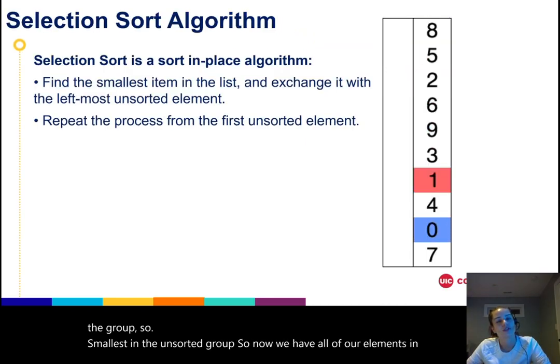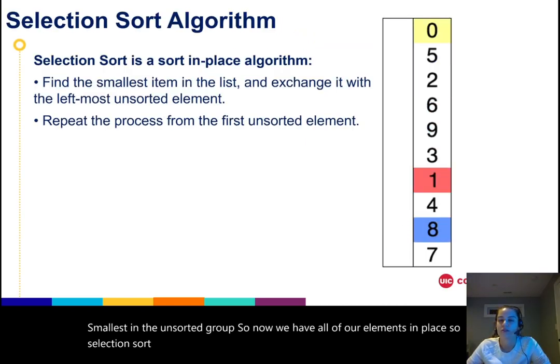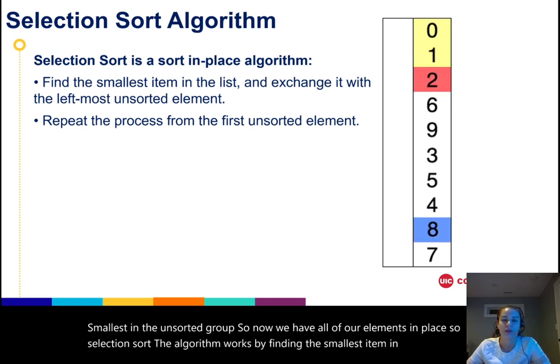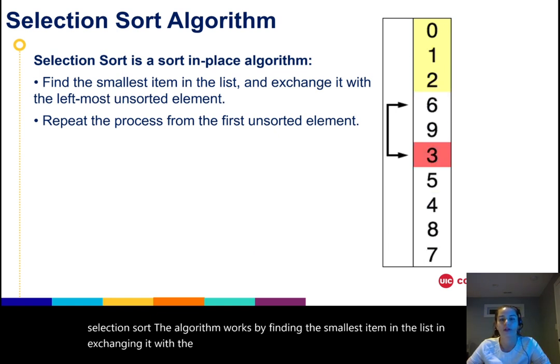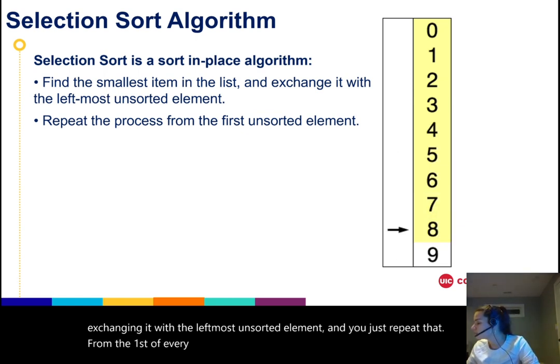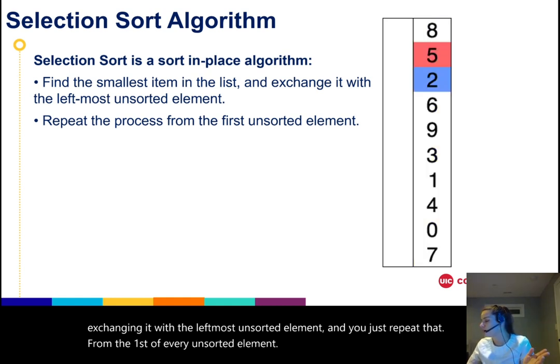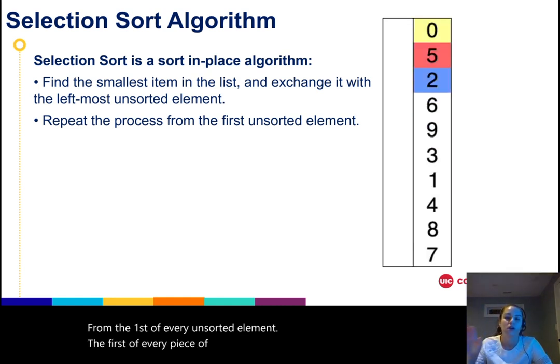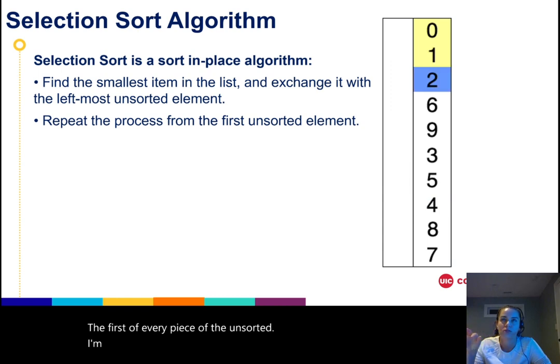So the selection sort algorithm works by finding the smallest item in the list and exchanging it with the leftmost unsorted element, and you just repeat that for the first element of every unsorted portion of the array.